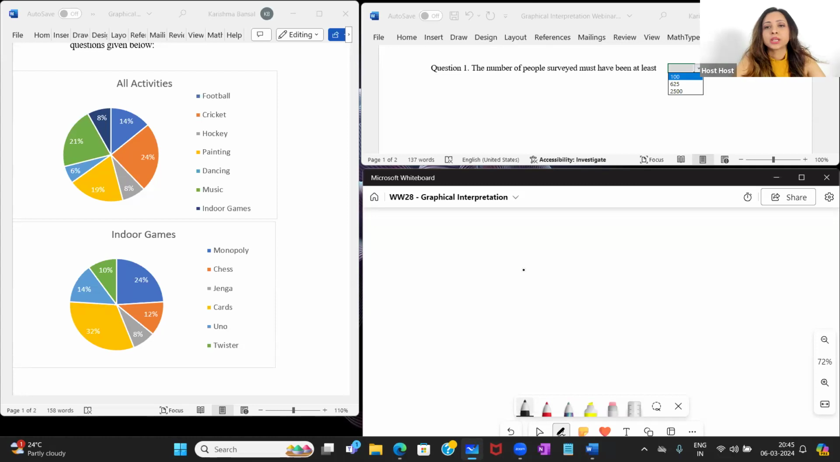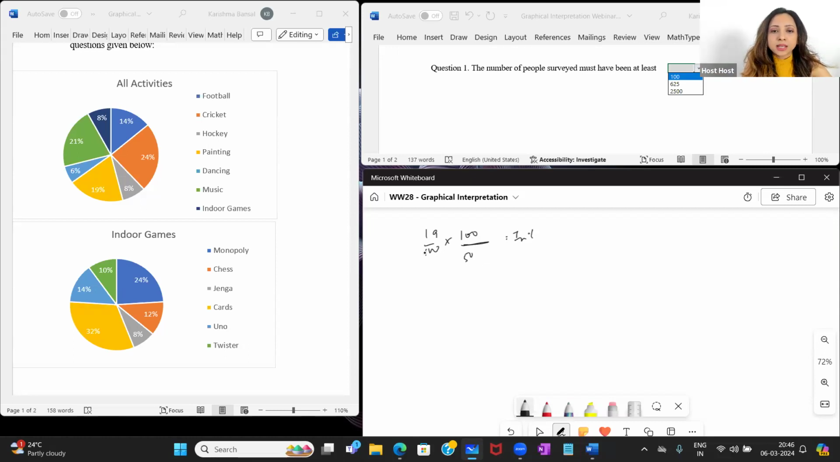Let's do it together now. The number of people surveyed. So essentially over here, they must have been at least... Now, we did discuss before, and I did point out this prime number, that is 19%. So the number of people has to be at least 100, because 19% of which smallest number is going to give me an integer? If I'm looking for the smallest number, this has to be 100. It cannot be anything less than 100.